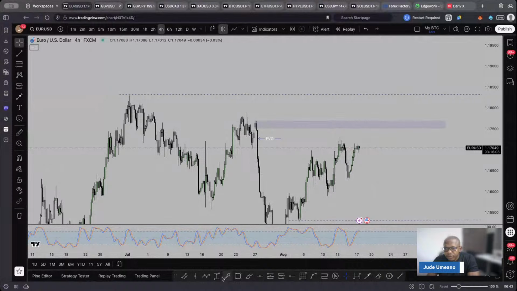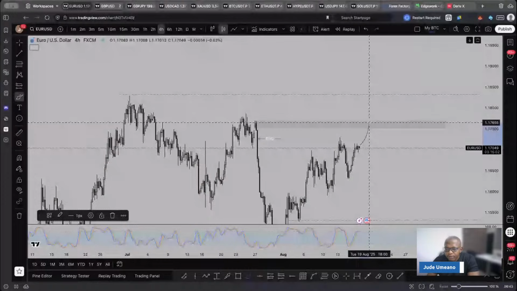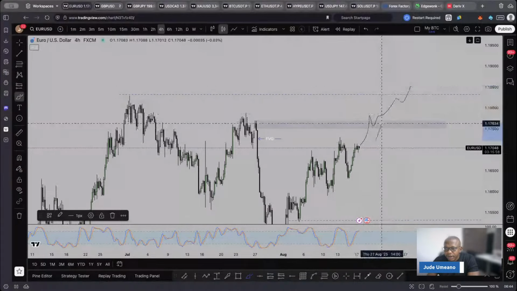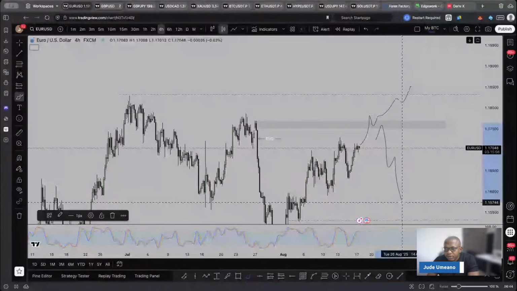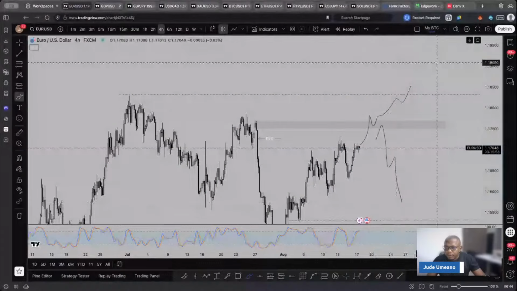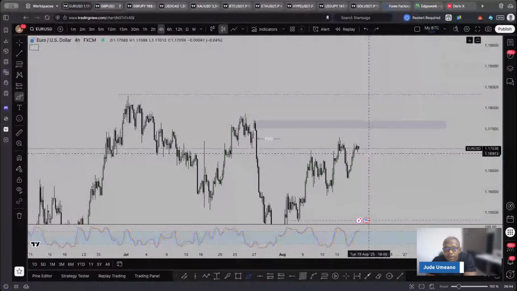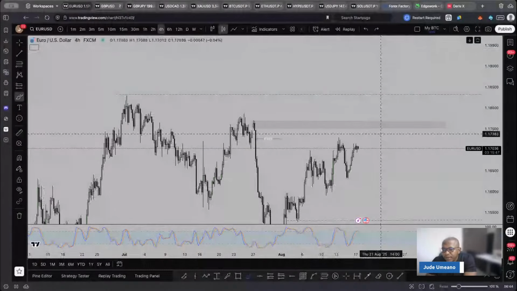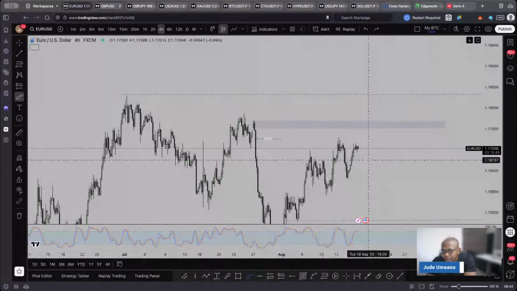Meaning that if the chart again breaks above this point, then we can see it keep on going high. But if here is respected, then we can see it going lower. So that is what I'm seeing on the 4 hours. So on the 4 hours, where am I looking to attack? I'm looking to attack this particular region.